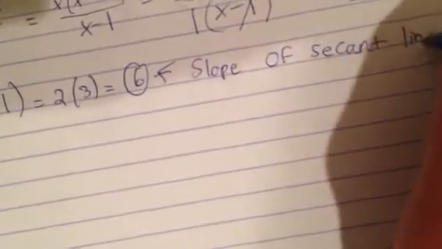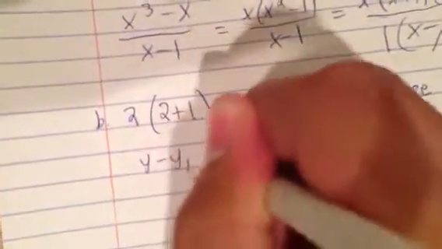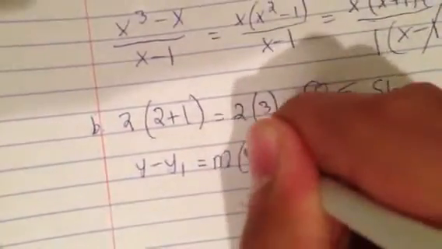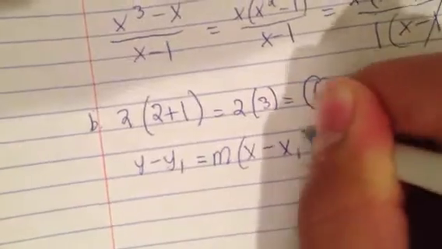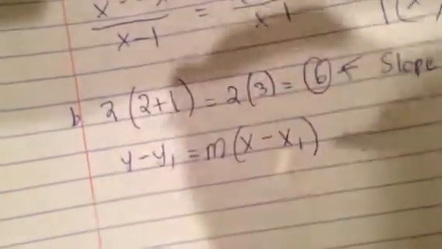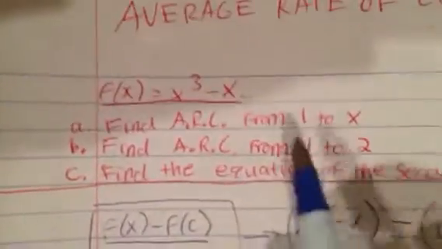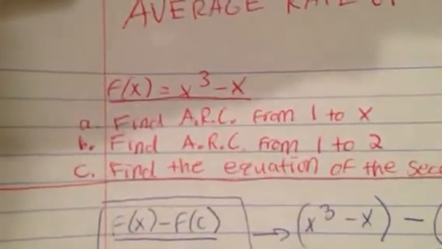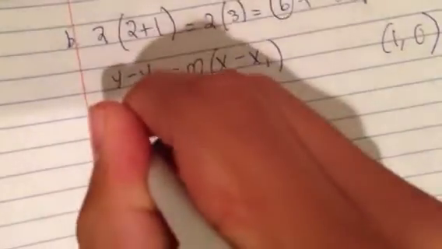Now, our last part is to find that equation. So I just told you what the slope is. So we're going to use point slope form. This is point slope form. Again, I'm writing out the model or equation I'm going to use. So m is 6. But now we need a point. Well, we substituted in 1 in part A. And when we substituted in 1 here, we got 0. So 1, 0 is a point on the secant line. So now let's substitute in some values.